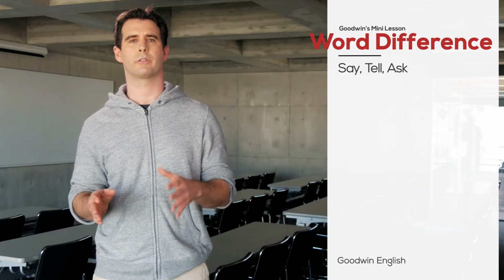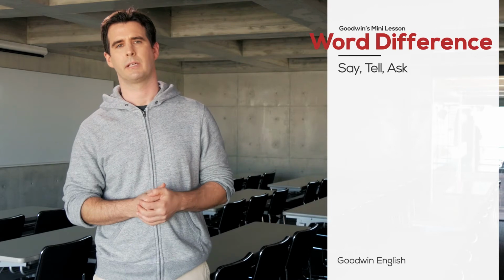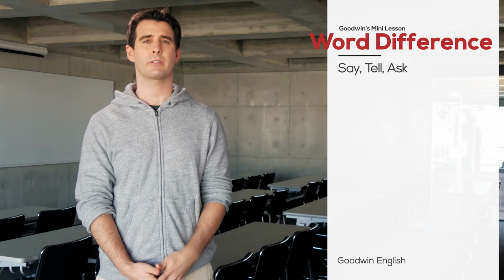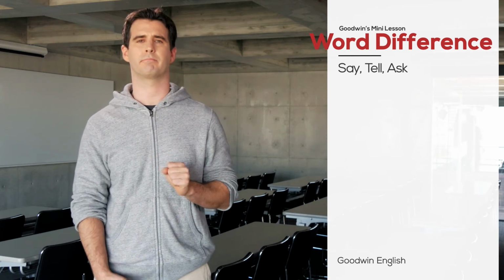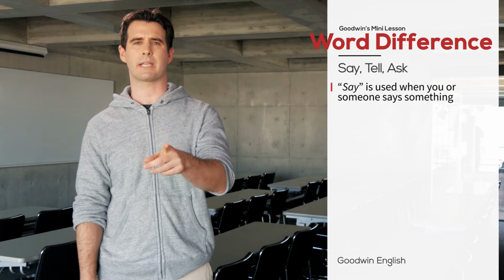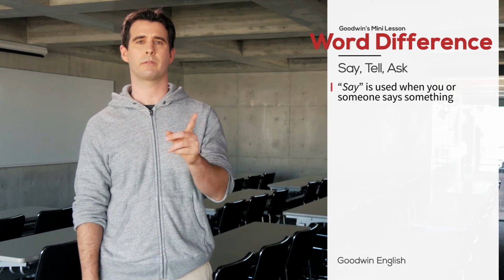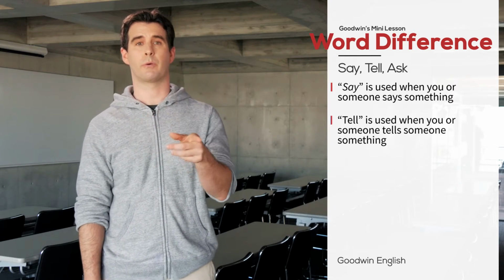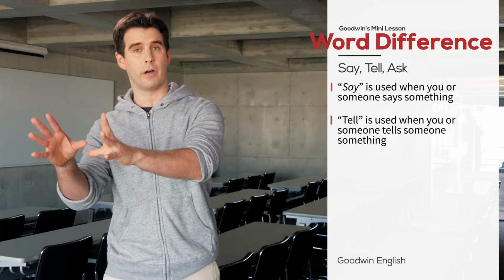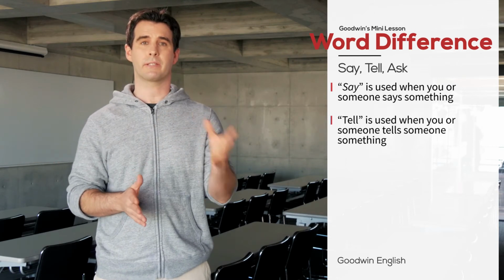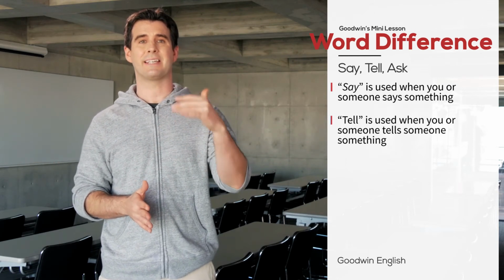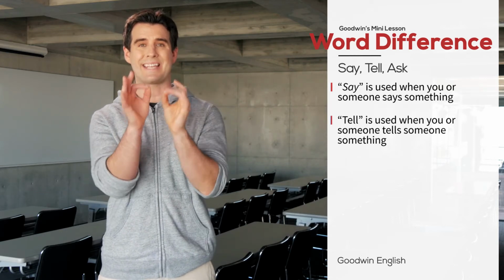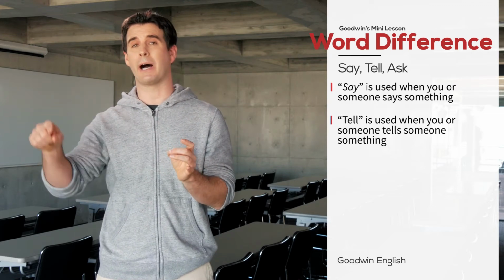Next, we have the words say and tell. These are very similar, so they can be a little difficult. First, let me give you the simple explanation. When we use the word say, you or someone says something. When we use the word tell, you or someone tells someone something. In the sentence, the word say is not followed by a person. In a sentence, the word tell is usually followed by a person.